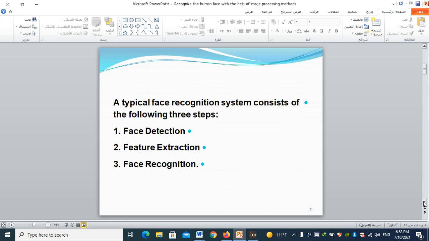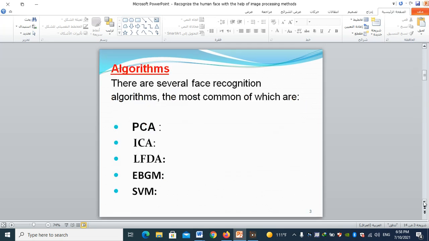The third is face recognition. When you see a picture of a person, you have to say which person this image belongs to, that you have seen before. This has two parts: algorithms. There are several face recognition algorithms, the most common of which is PCA.